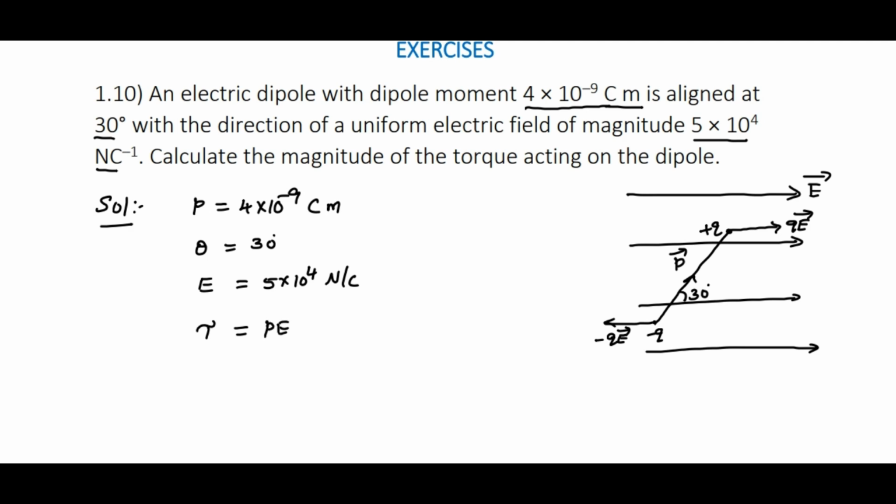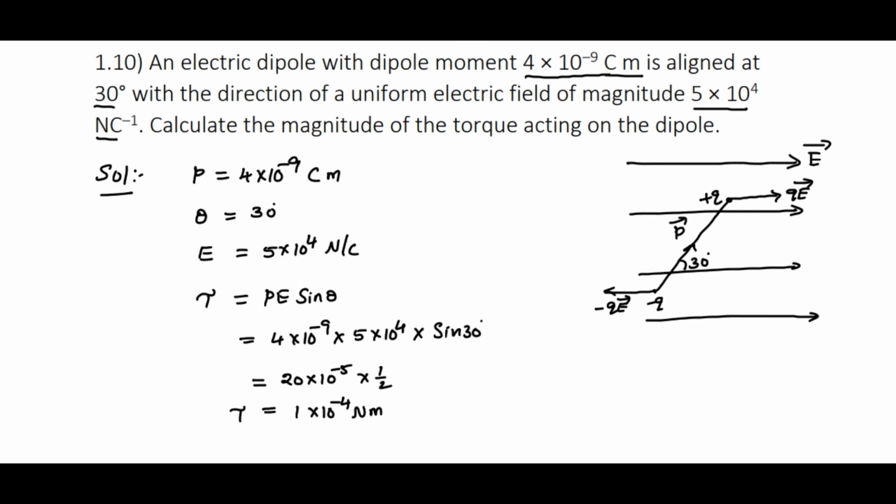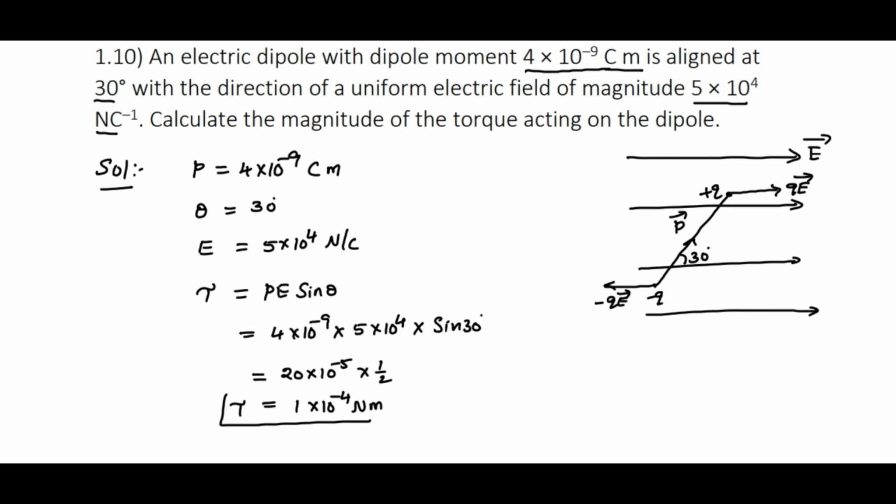Tau is equal to pE sin theta. P is 4 into 10 power minus 9, E value 5 into 10 power 4, sine of 30 degrees. So we will get 20 into 10 power minus 5 into half. So 10 into 10 power minus 5, that can also be written as 1 into 10 power minus 4 Newton meter. So this is the torque acting on the electric dipole which is placed in uniform electric field.